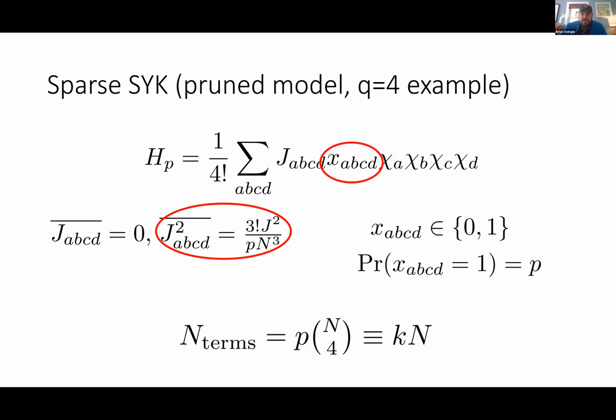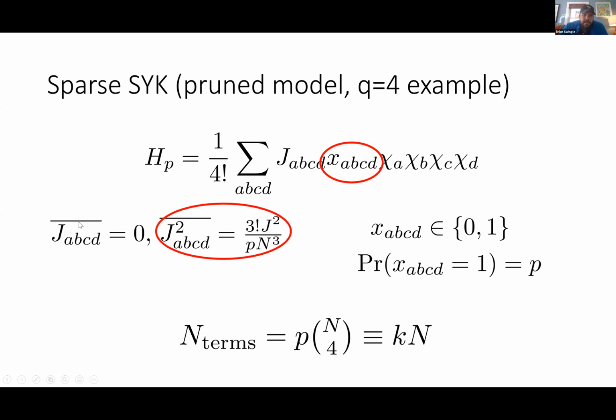So let me define what I call a pruned model, and I'm going to use the q equals 4 case as an example. Here I have a sum over all possible 4-tuples of fermions, and I have my J_abcd coupling, but I'm going to put a new number in there, x_abcd, and this x number is either 0 or 1. And the probability that it's 1 is p. So p is the probability that I retain this term in the Hamiltonian.